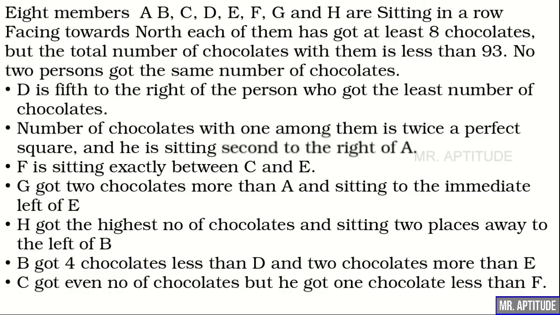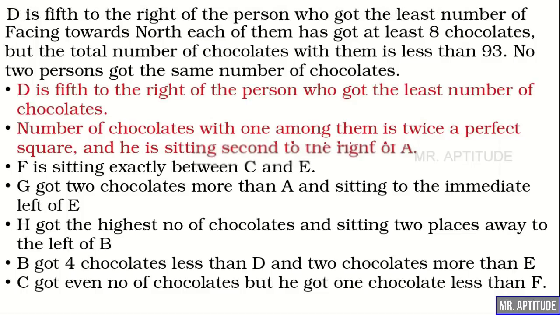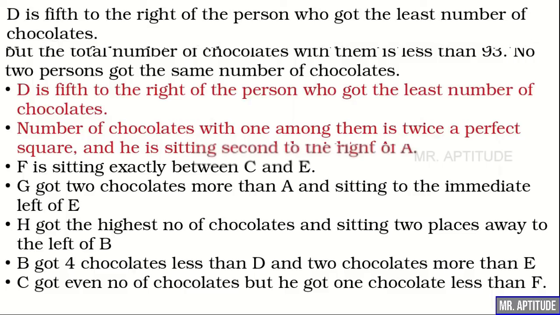This is the given information. Now which conditions should we choose to find either the number of chocolates with them or the seating arrangement? Let me go with these conditions first. D is fifth to the right of the person who got the least number of chocolates. Number of chocolates with one among them is twice a perfect square and he is sitting second to the right of A. Let me write the given information this way.